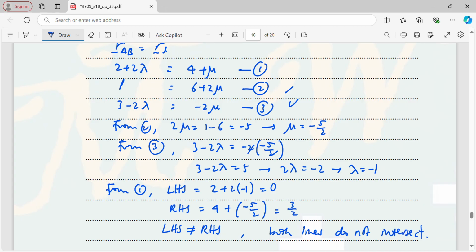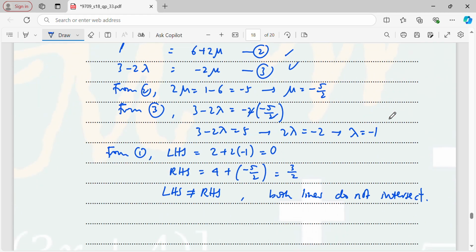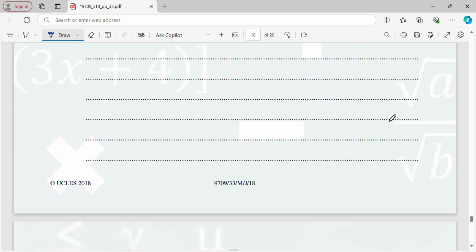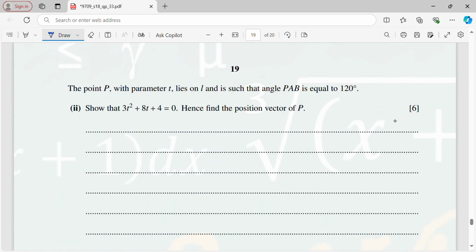Okay, so just for information, for do not intersect case, if you choose other two equations to solve, your parameter will be different. Okay, so then that is the solution for this question. Now, the points P with parameter T lies on L and is such that angle PAB is equal to 120 degrees. Show this quadratic equation, hence find the position vector of P.